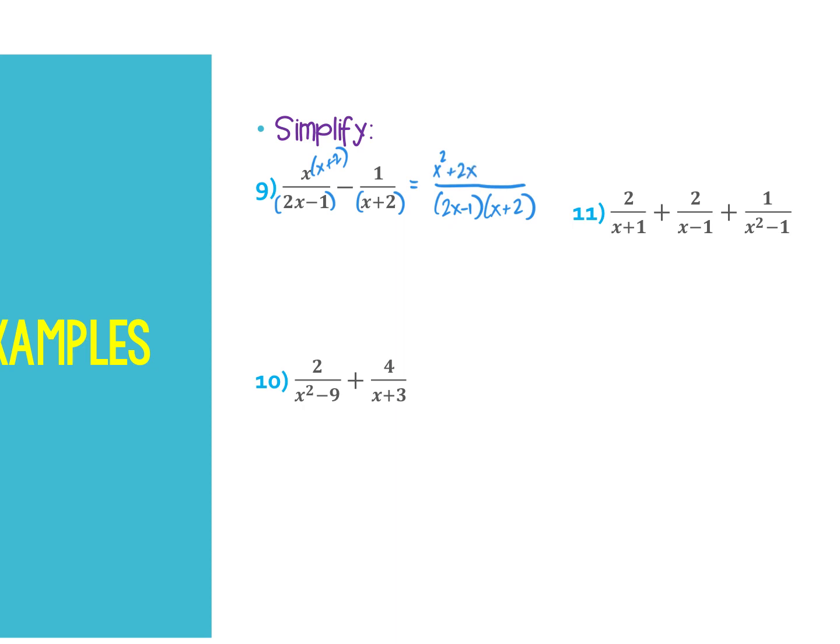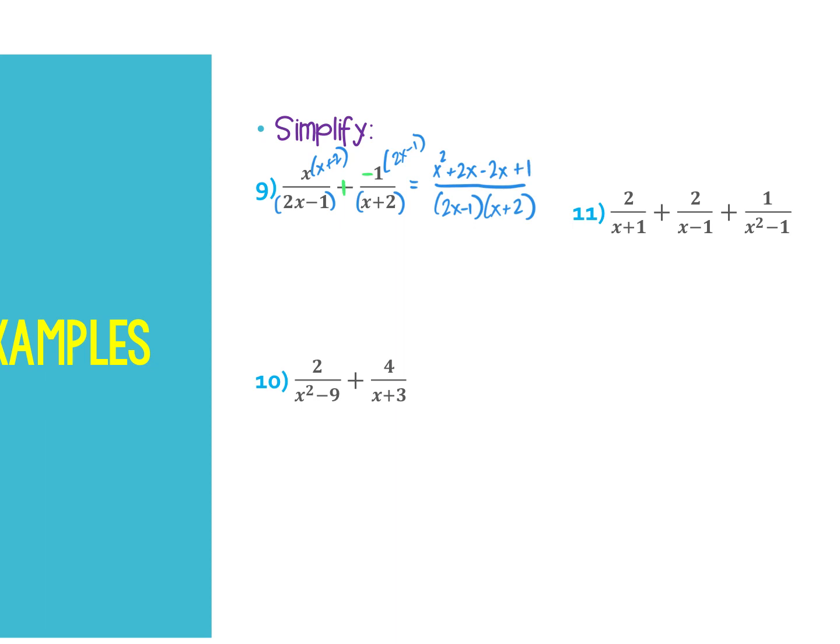Now this minus here, I'm going to change it to a plus and make that next numerator negative. And so again, now I'm ready to multiply by what's missing. The x plus 2 is there, so I'm going to multiply by 2x minus 1. And I do minus 1 times 2x is minus 2x. Minus 1 times minus 1 is plus 1.